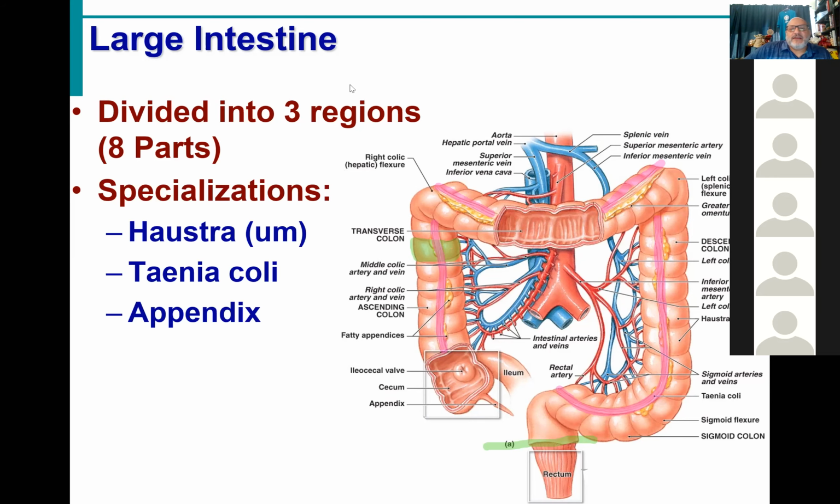Way back in the lymphatic system, we talked about this worm-like extension that comes off of the cecum, known as the vermiform appendix. And what did we say that vermiform appendix did again?